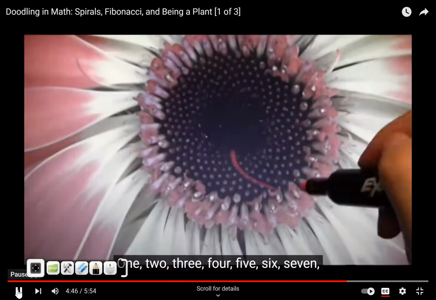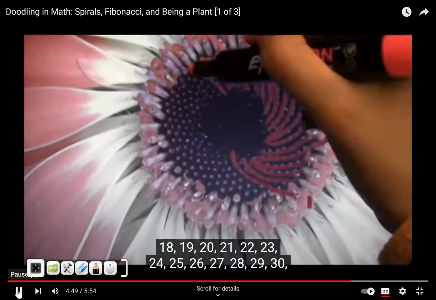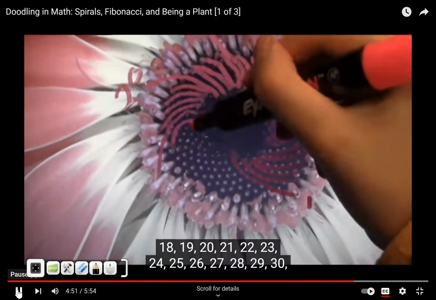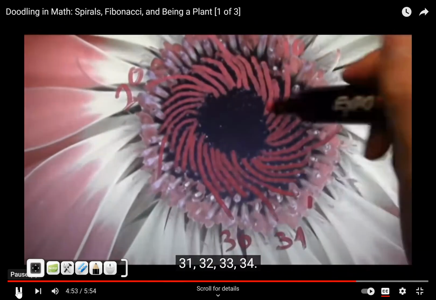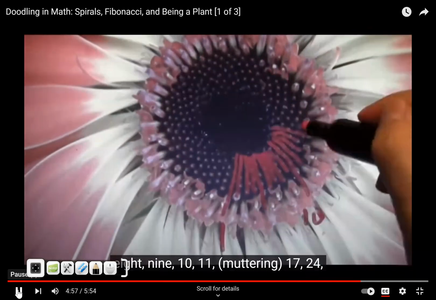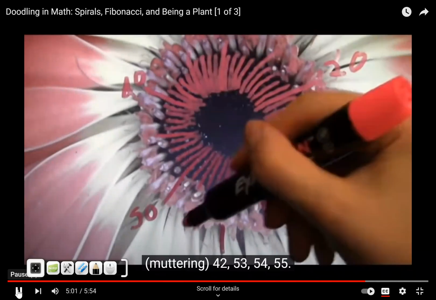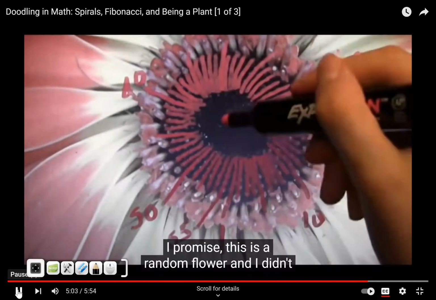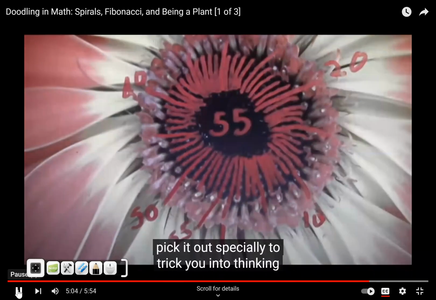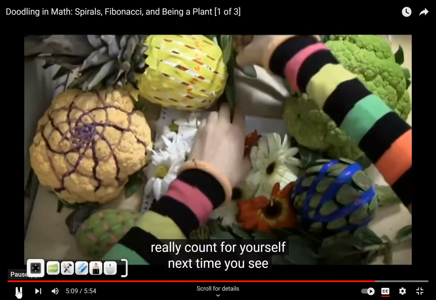1, 2, 3, up to 34, and 1, 2, 3, up to 55. I promise this is a random flower and I didn't pick it out specially to trick you into thinking there's Fibonacci numbers and things, but you should really count for yourself next time you see something spirally.